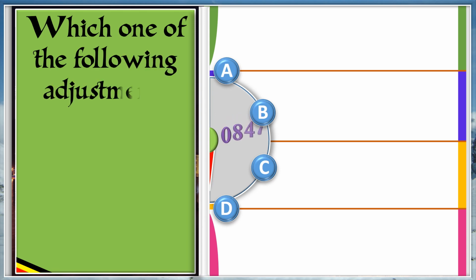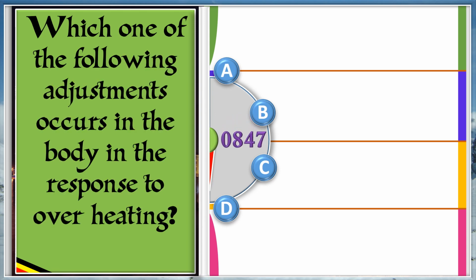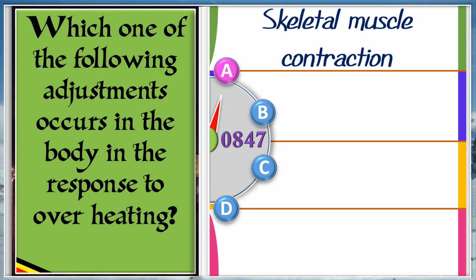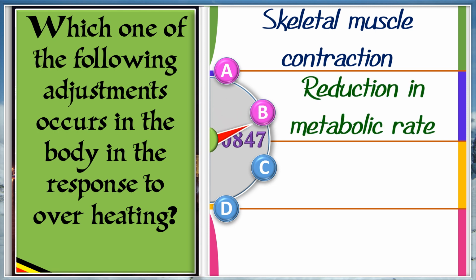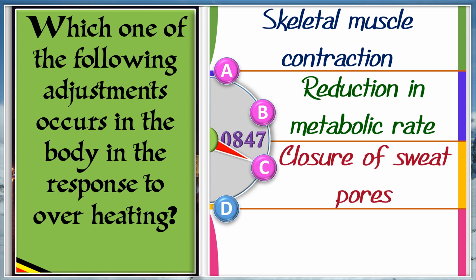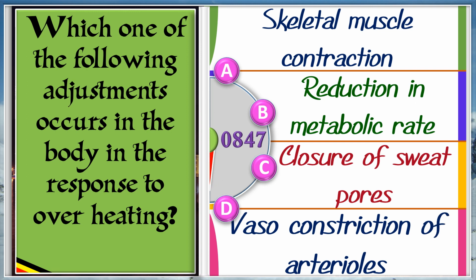Which one of the following adjustments occurs in the body in response to overheating? A. Skeletal muscle contraction. B. Reduction in metabolic rate. C. Closure of sweat pores. D. Vasoconstriction of arterioles. And the answer is B. Reduction in metabolic rate.